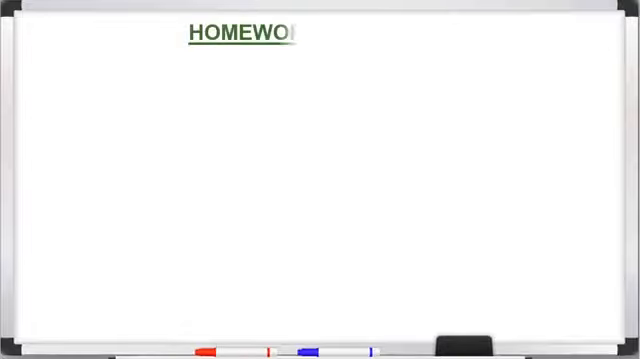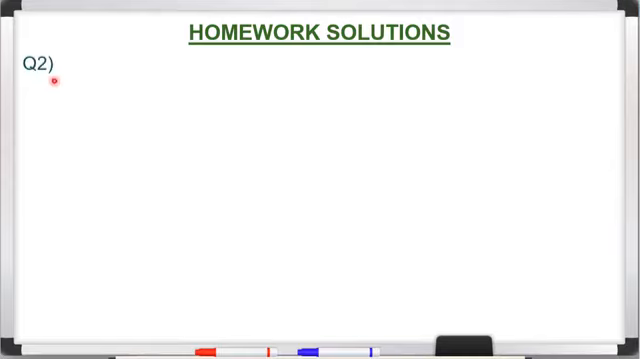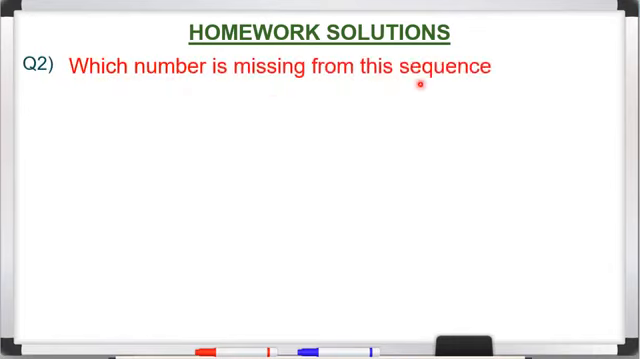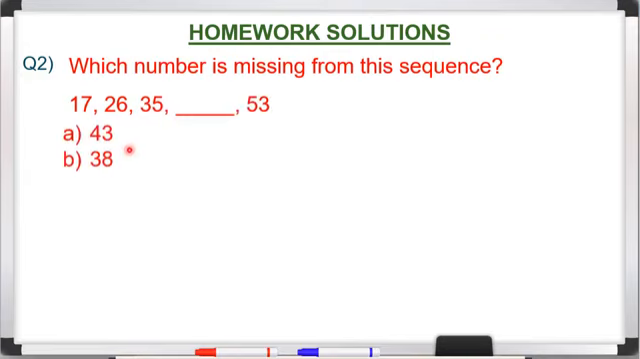Clear? In homework solutions, now we will discuss question number 2. Question number 2. Which number is missing from this sequence? 17, 26, 35, dash, 53. Option A 43, option B 38, option C 44, option D 37. Okay, you need to select the correct option out of these given 4 options.